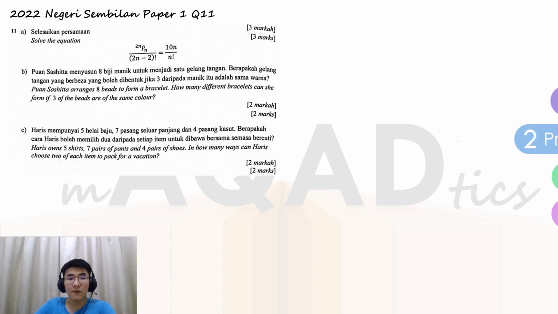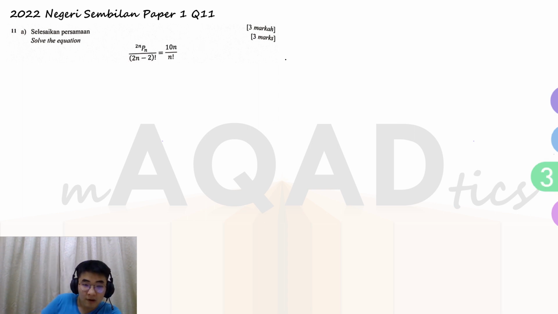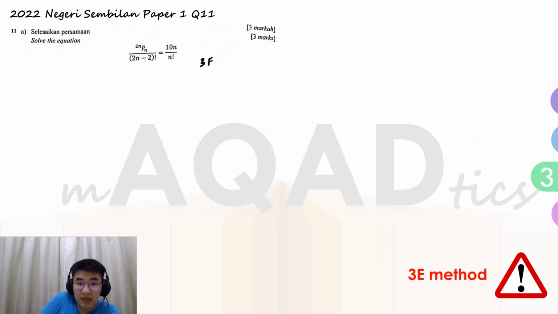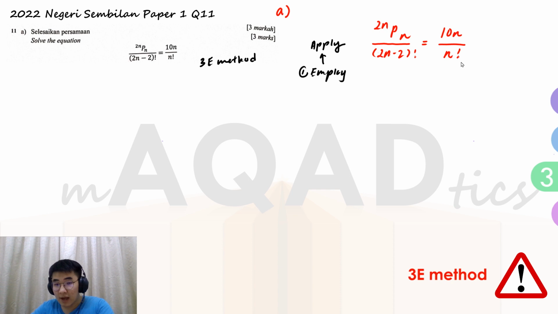Alright, so for part A, we need to solve this equation, or in other words, we need to find the value of n. There's a method I would like to introduce to y'all, which is the 3E method to help us find the value of n. The first E represents employ. Another word for employ is apply. So we can use the formulas that we learned in this chapter, apply them here to further simplify and find the value of n.